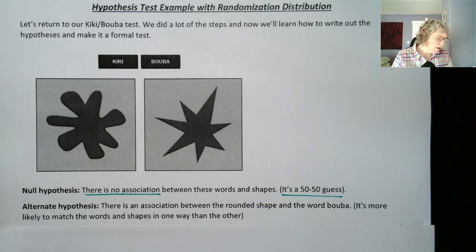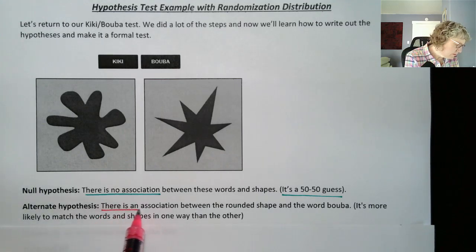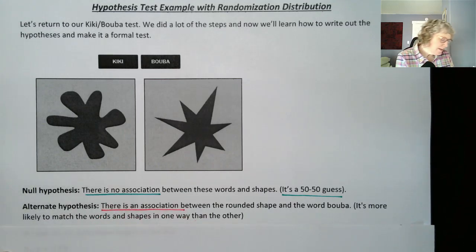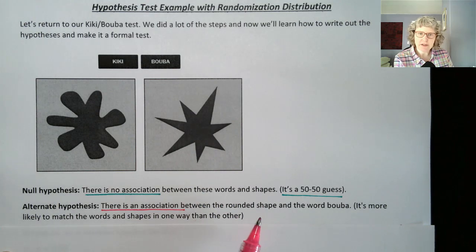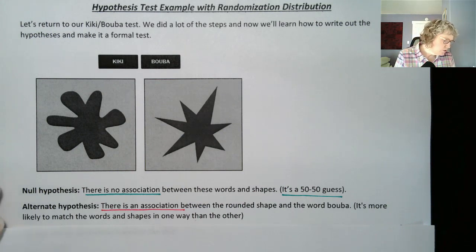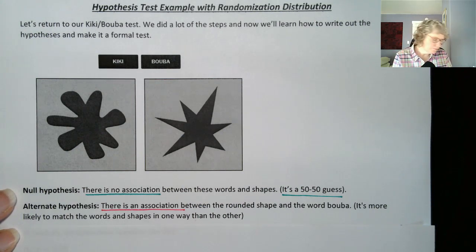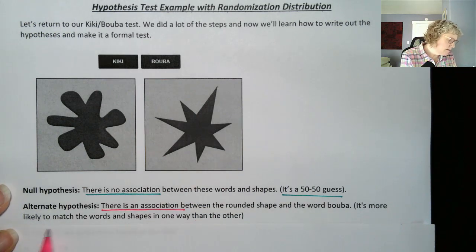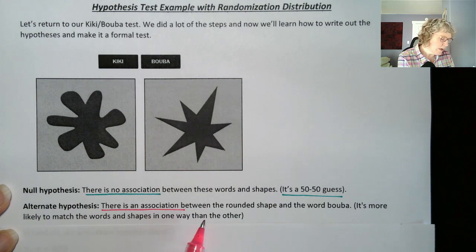The alternate hypothesis, that's our claim that there is an association, or the claim of the researchers who made this up, that there is an association between the rounded shape and the word Booba. And I just picked one of the associations. I could have picked it a different way. Could have set the pointy one with Kiki or the rounded one with Kiki. So we just had to choose one option. Another way to say that is it's more likely to match the words and shapes in this way than the other way.